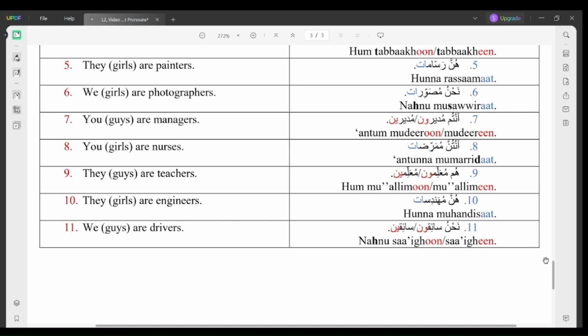أنتن ممرضات. Number 9, they, guys, are teachers. هم معلمون or هم معلمين. Number 10, they, girls, are engineers. هن مهندسات. Number 11, we, guys, are drivers. نحن سائقون or نحن سائقين.